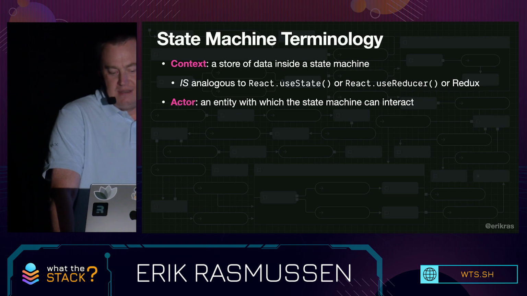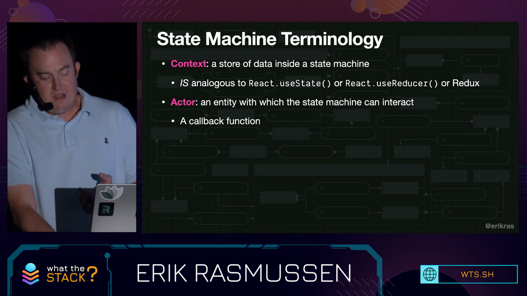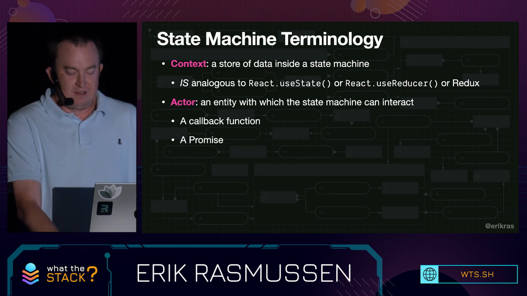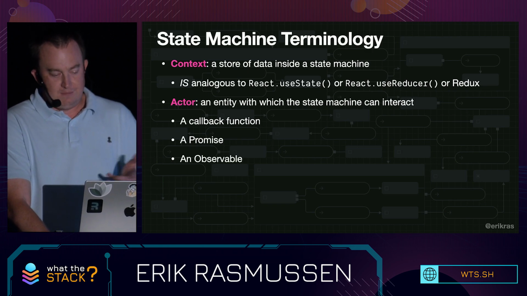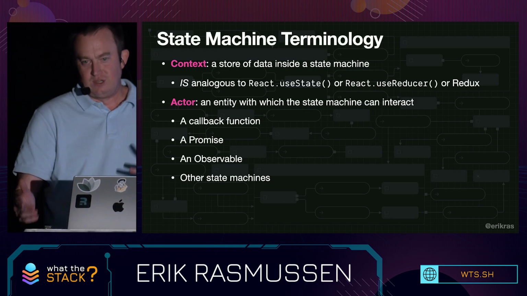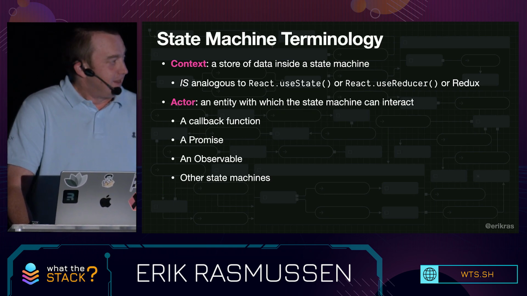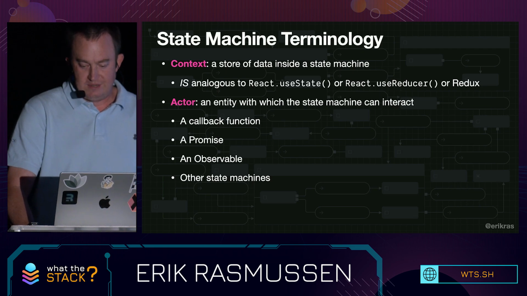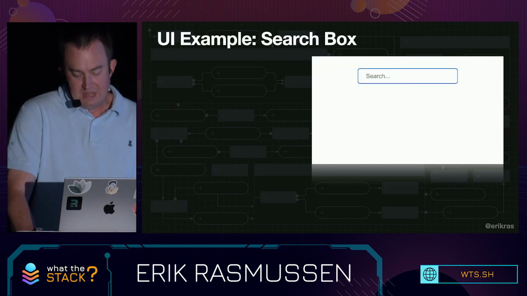And an actor is an entity with which the state machine can interact, often asynchronously. This can be like a callback function or an async function that returns a promise, or an observable that can emit many events, or another state machine. You can connect as many state machines together as you see fit. Okay, so now we're done with the boring dictionary part. Let's look at what we're gonna try and build today.